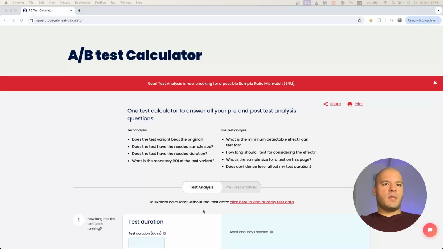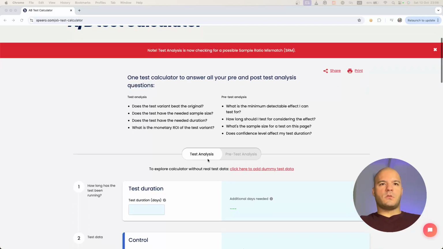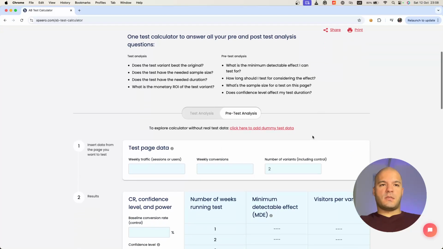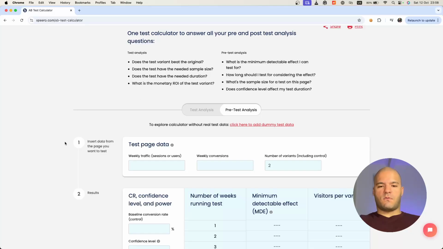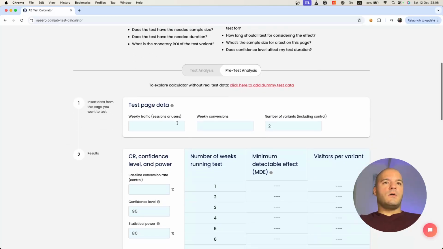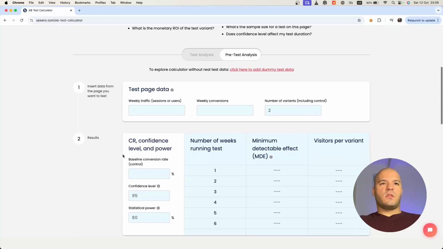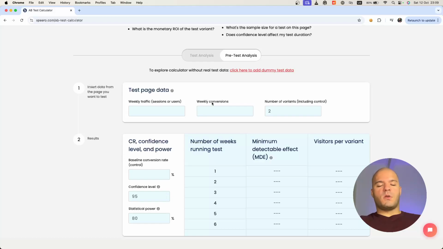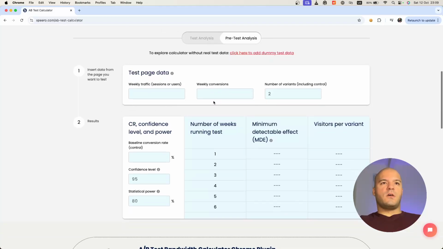And of course, we have two modes that we can use here: the test analysis, which can be used once the test is done, and the pre-test analysis, which is what I'm talking about today. For that, we just need to fill in some information, the main information about our test, or even before the test about our website, so that we can have an idea whether this test will be possible to run or not.